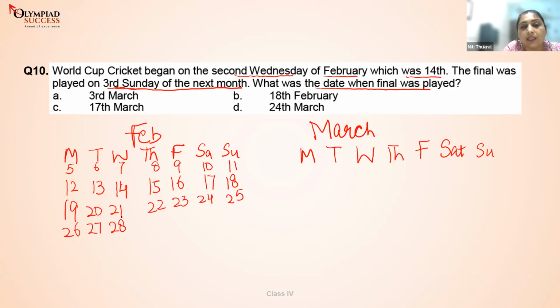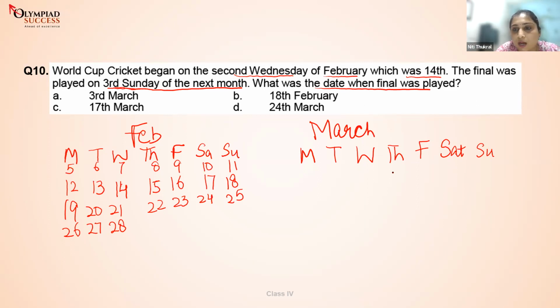27, 28. It was not mentioned whether it is a leap year or not, so we will consider that it is a normal year. So we will write only 28 days. Then 28 days are ending on Wednesday. So we will start March from which day? Who will tell me? Whether I should start it from Wednesday or I start it from Thursday?